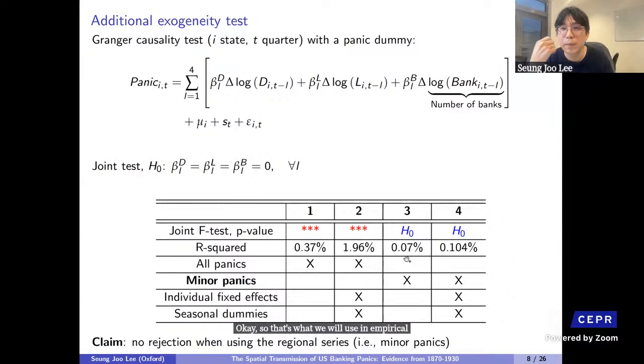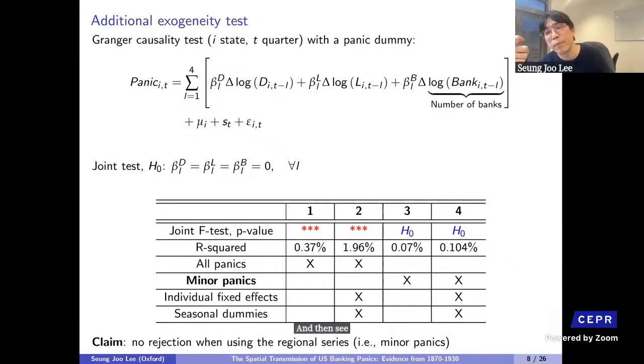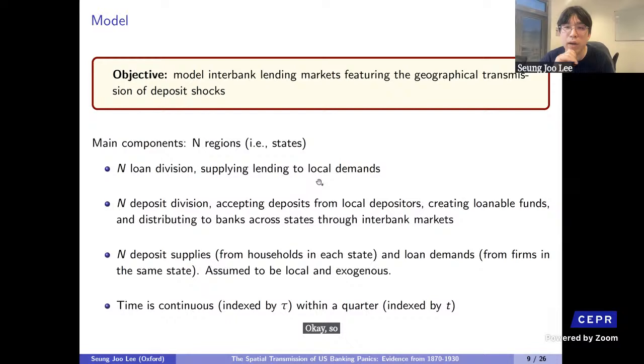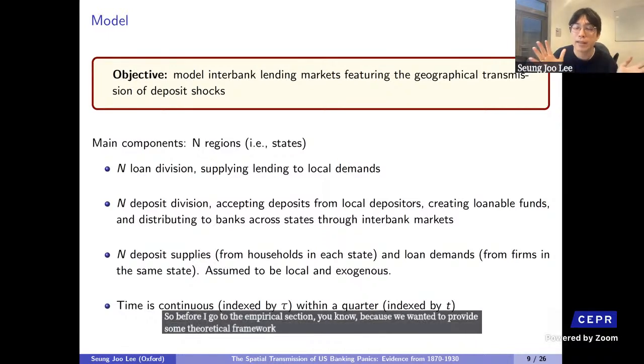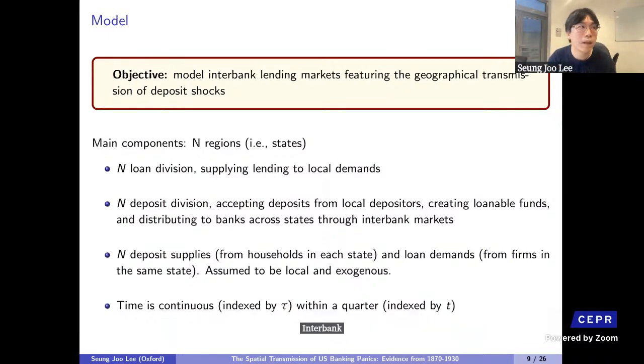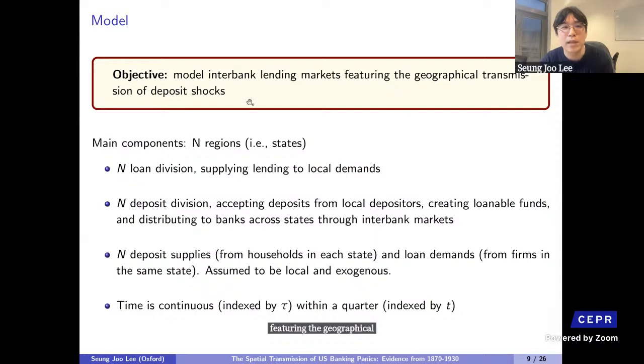So we are going to use the panic series as an exogenous event and then see how a panic in New York, for example, affects the deposit rate in California. Before I go to the empirical section, we wanted to provide a theoretical framework that explains why this interbank market can transmit some risk to different states. Our objective here is to model the interbank lending market featuring the geographical transmission of deposit shocks.